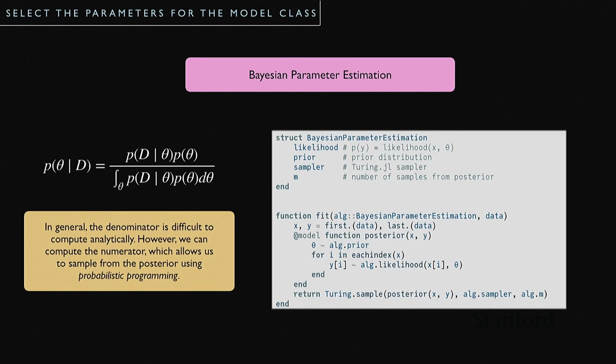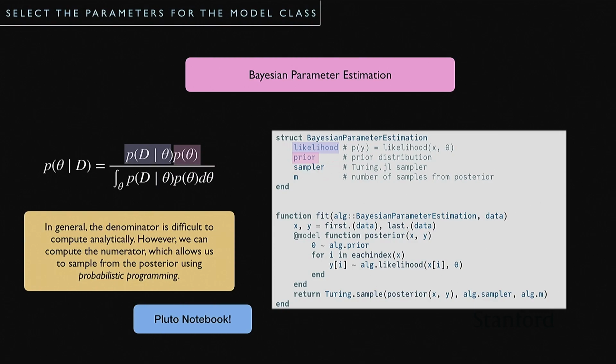I don't want you to get too bogged down with the syntax here. But essentially what's going on is we have our Bayesian parameter estimator. We input our likelihood model. Again, it needs to be able to compute the terms in this numerator, so we tell it how to compute this one. We input our prior distribution, so that's this part here. Then we input a sampler here.